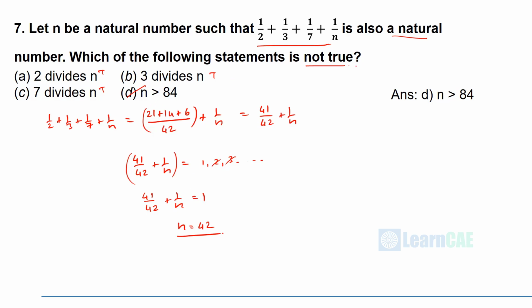That is, they are asking which is not true. The answer is n is greater than 84, which is not true. Okay, we shall go to the next question.